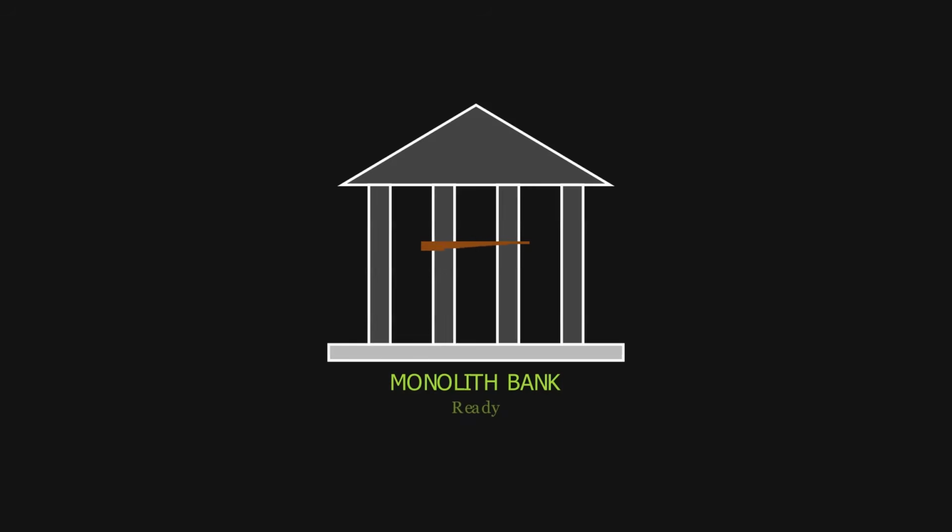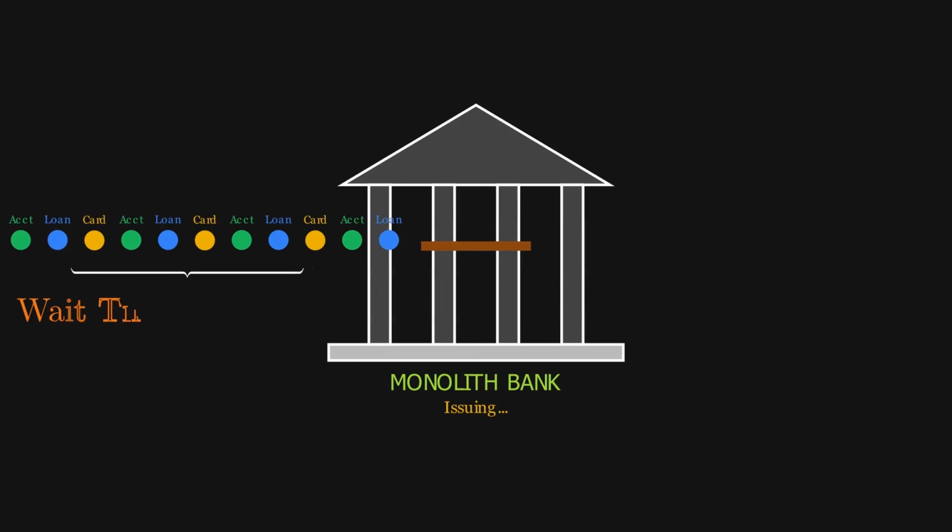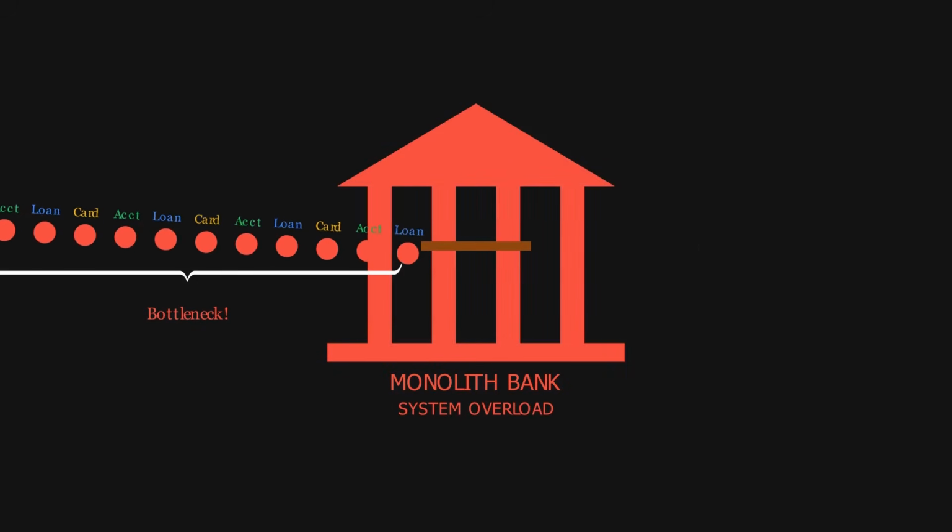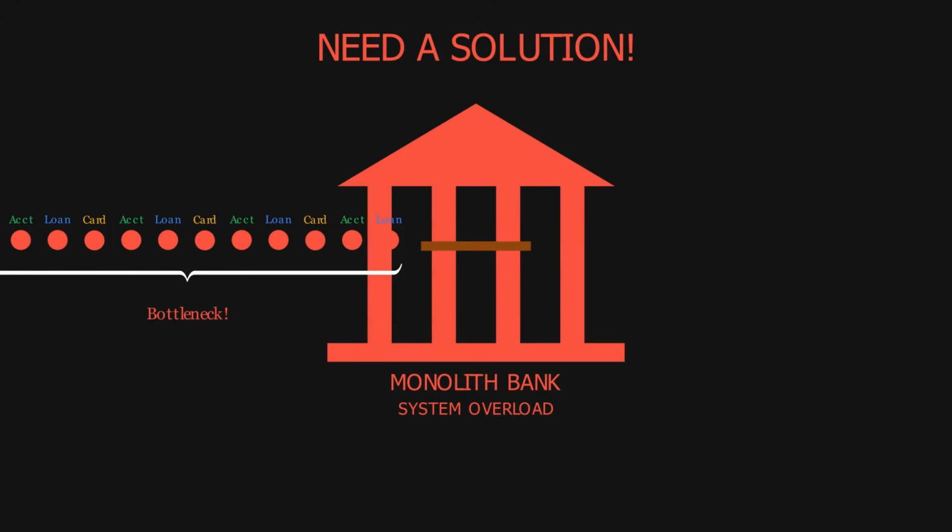Imagine this. You're running a bank. Customers are coming in, opening accounts, applying for loans, and requesting credit cards. Everything's going smoothly until, suddenly, the same bank officer is juggling multiple tasks, handling loans, checking account balances, processing credit card applications, and more. The queue is building up. Things are starting to slow down. You need a solution, and fast.